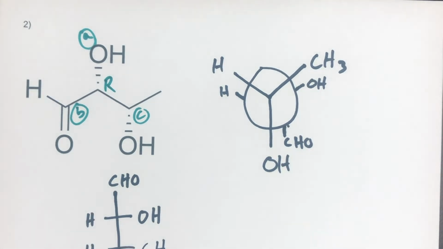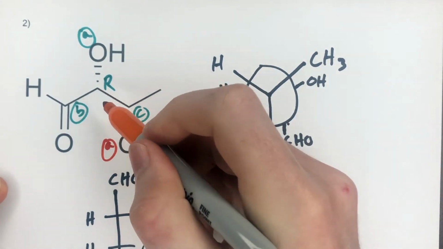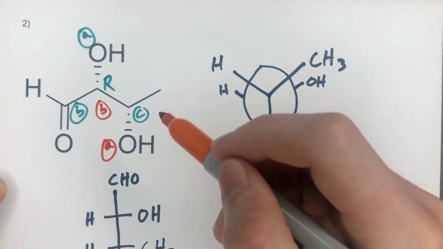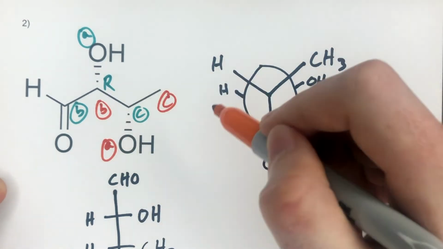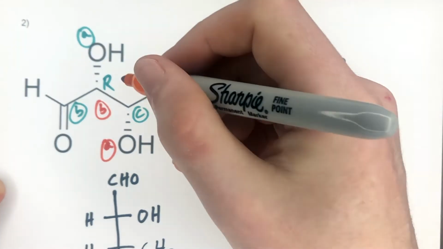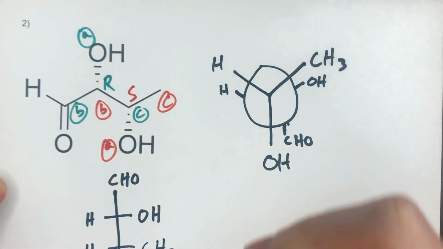Okay, let's do the second center now. So the OH, again, highest priority. Now it's a methyl versus a carbon bound to the OH, so B goes to the carbon bound to the OH. C is the methyl. This looks like R. The hydrogen is coming out of the plane. It's a wedge rather, so it's S.